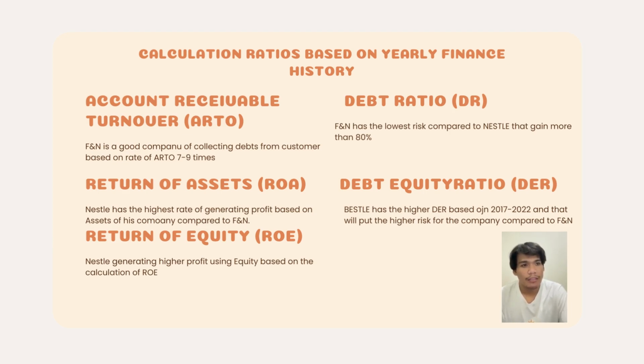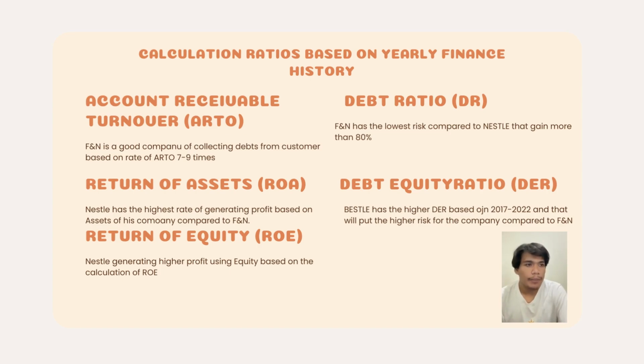The second one is return on assets, ROA. Nestle can gain more profit based on its assets. The third one is return on equity. Here also Nestle gains more profit from its equity, while FNN gets the lowest. For the debt ratio, FNN has the lowest risk compared to Nestle, which is at 100% and above.